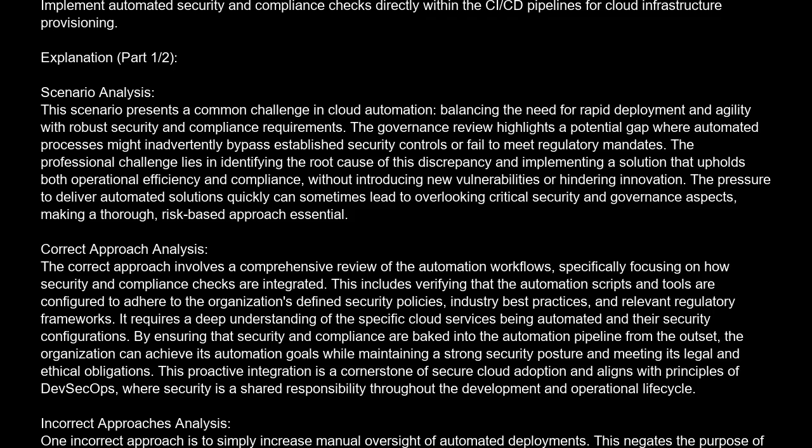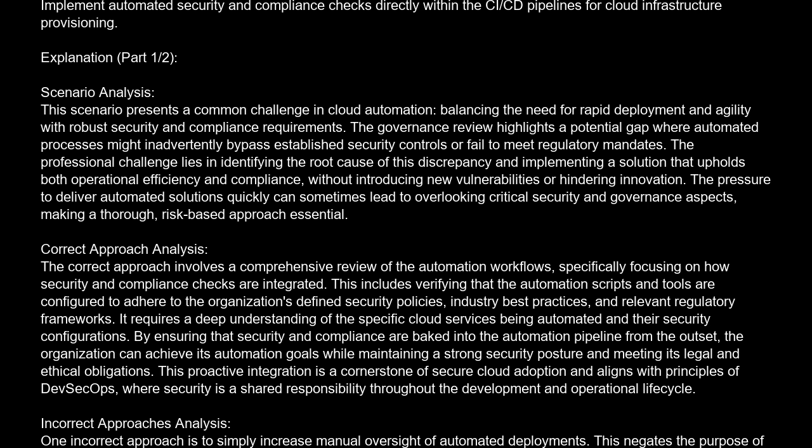The correct answer is B. Implement automated security and compliance checks directly within the CI/CD pipelines for cloud infrastructure provisioning. Explanation: Scenario analysis. This scenario presents a common challenge in cloud automation, balancing the need for rapid deployment and agility with robust security and compliance requirements.